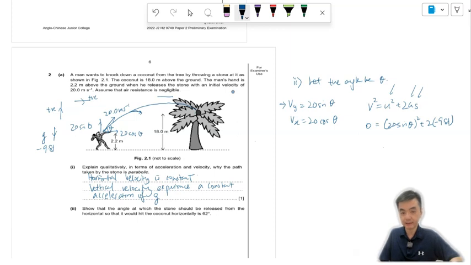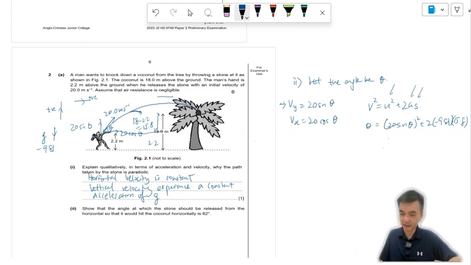The height is actually not 18 meters. You can take this height that is measured from the level of the hand. This part over here is 2.2, and therefore this part is actually 18 minus 2.2, which gives you 15.8. So I'm going to put 15.8 over here. Then from there you will work out your theta.